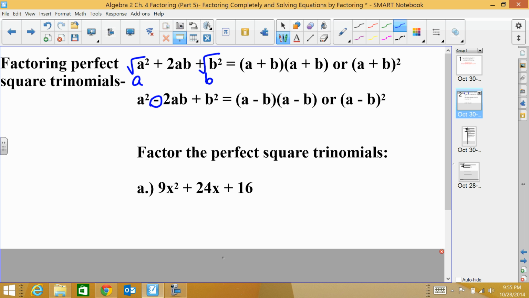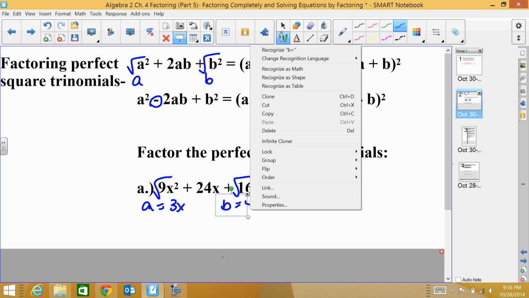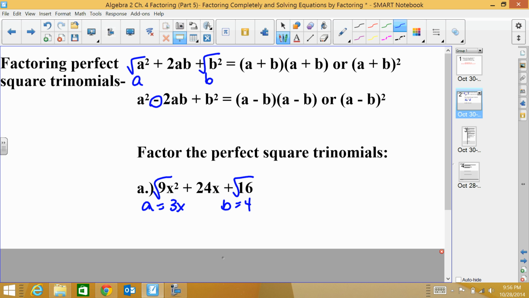So let's look at letter A. Letter A is a perfect square trinomial, but let's check to make sure. If I look at this value, 9x squared is a perfect square, and 16 is a perfect square. So if I take the square roots of those numbers, the value of a would be 3x, because that's the square root of 9x squared, and the value of b would be 4, because that is the square root of 16. So the middle term should be equal to 2 times 3x times 4, which would be 6x times 4, which is indeed 24x. So this is a perfect square trinomial.